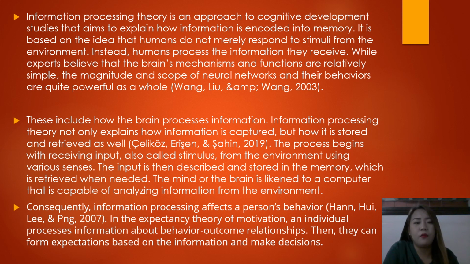This includes how the brain processes information. Information processing theory not only explains how information is captured, but also how it is stored and retrieved. The process begins with receiving input, also called stimulus, from the environment using various senses. The input is then described and stored in memory, which is retrieved when needed. The mind or the brain is likened to a computer that is capable of analyzing information from the environment. And lastly, information processing affects the person's behavior.